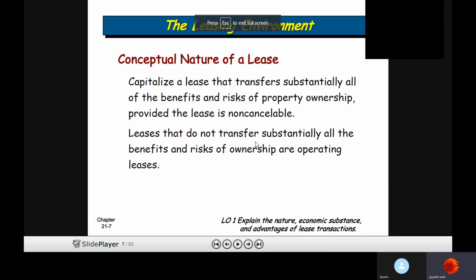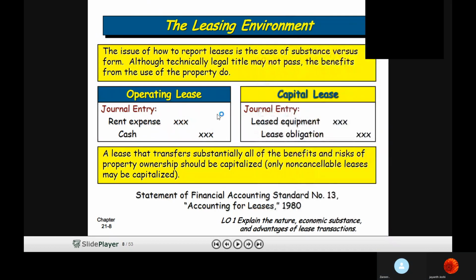And he gets the right of use of the asset. So he has to show the asset on the asset side of the balance sheet, and on the liability side he has to show the lease obligation liability. Correct or wrong? Yes, sir. And that lease is not cancelable. Leases that do not transfer substantially all the benefit and risk of ownership are operating leases. I said this already. Yes, sir.